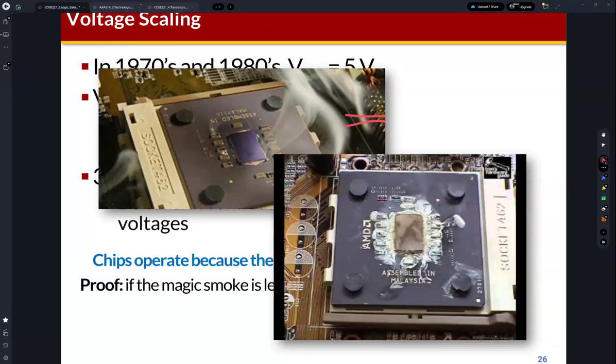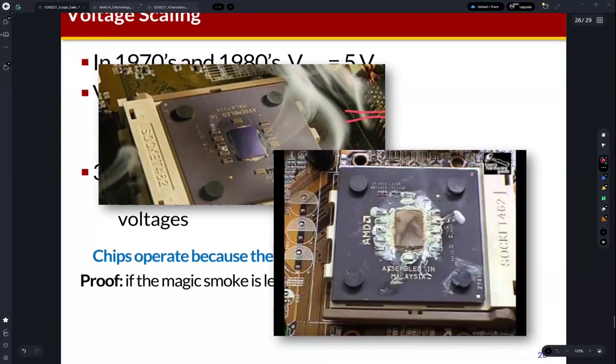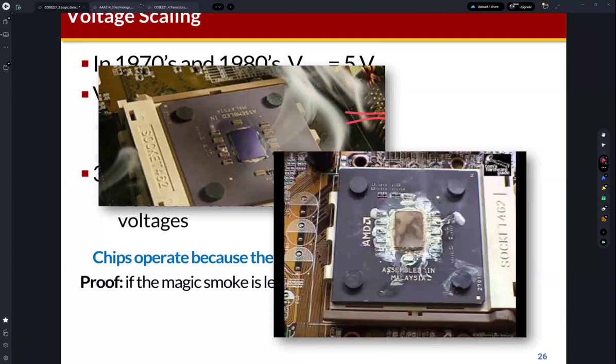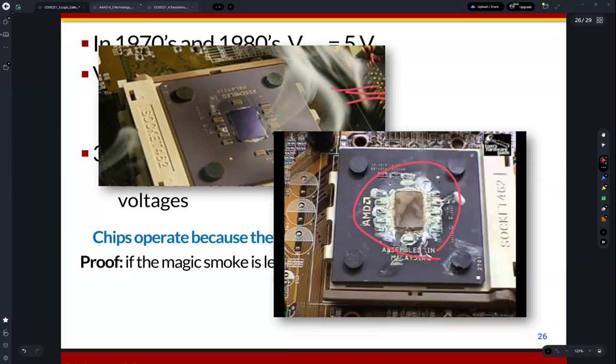So I googled the smoked chip, and then I found this photo. You can find that the circuit is broken, because we just provided a very high voltage, so the circuit was broken. Then this is the magic smoke.